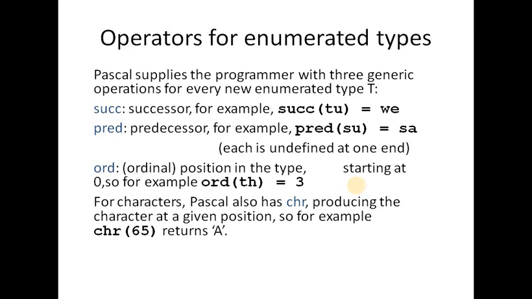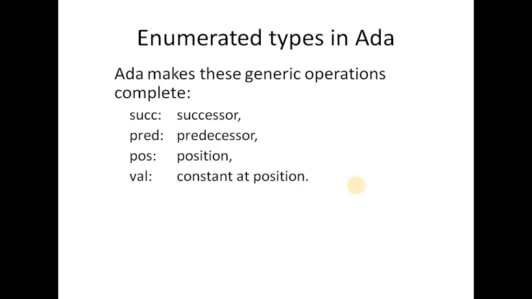For characters, Pascal also has a CHR keyword producing the character at a particular position. For example, the position 65 directly returns A. Now, enumerated types in Ada. Ada makes these generic operations complete: SUCC, PRED, position, and also the constant as a position.